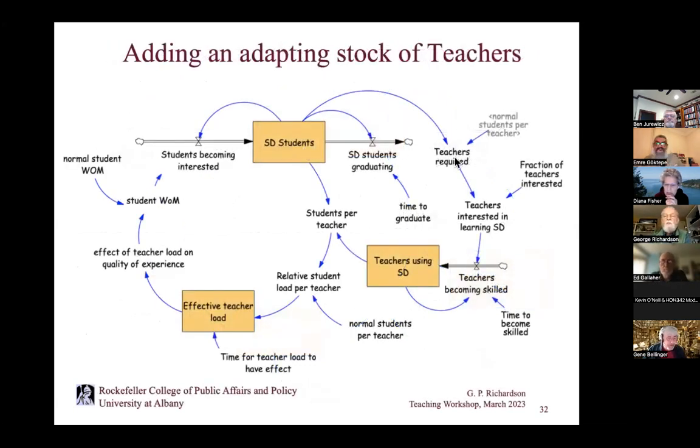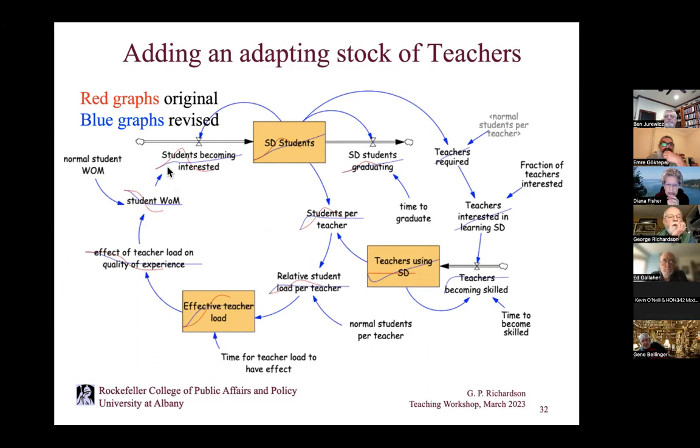System dynamics students, teachers required, some of them becoming interested, not all of them will. It takes time to become skilled. This becomes teachers using system dynamics. And here's how it behaves. The red graphs are the original simulation where the system collapsed. The blue graphs are when we've allowed the teachers using system dynamics. This is funny, by the way, I'm raising my arms, I'm gesturing, and I can't see any of you. We're getting more teachers, so the load doesn't rise so high. So teachers stay effective. Well, yeah, they've got a lot to do, but students still like it, and students are still becoming interested. So it actually changes the structure over time.